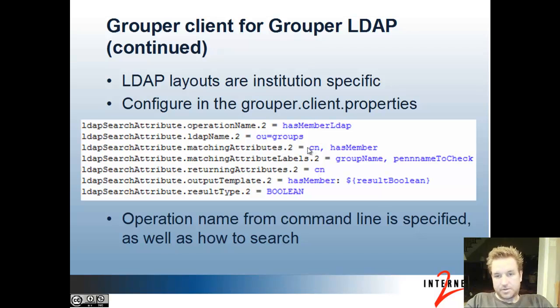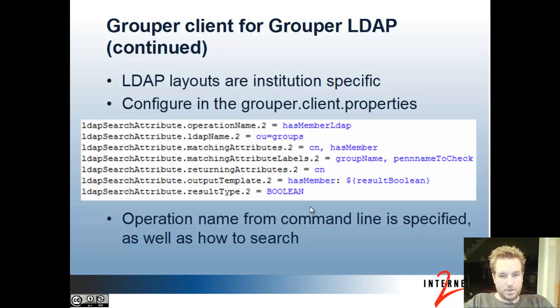You configure things that you want to match in the LDAP. So for instance, you're matching the CN of the object in OU groups with the group name, and hasMember with the name to check, which is actually one of the items from the inputs to the command line, and then you're returning the CN, and since the result type is a Boolean, if a CN gets returned, that means that the result is true. So the output template is what's going to be printed on the screen, hasMember colon, and then whatever the result Boolean is, true or false.